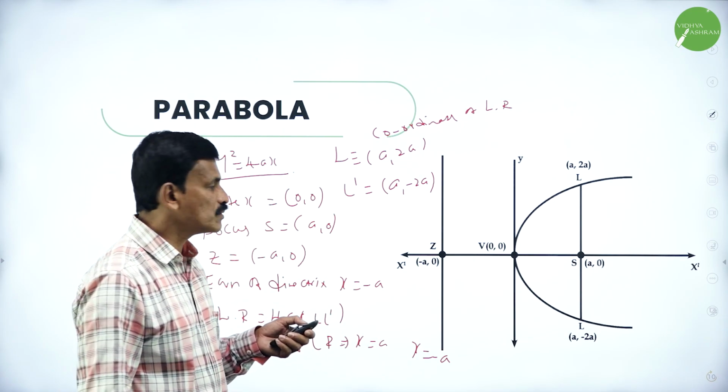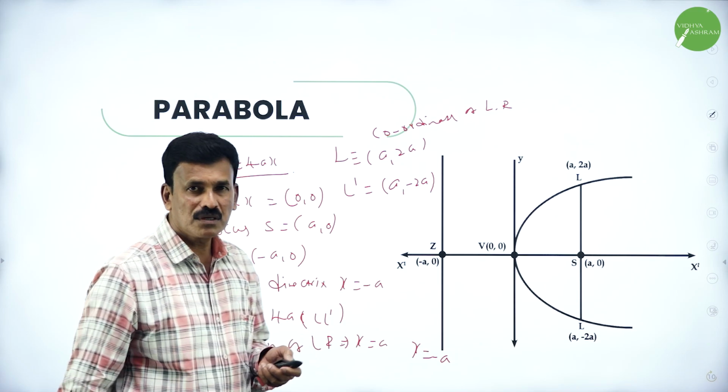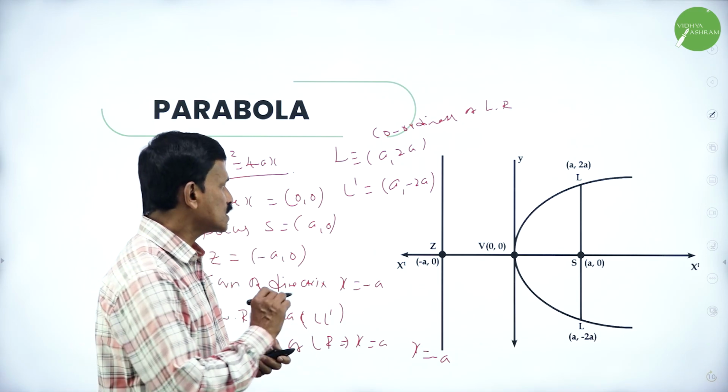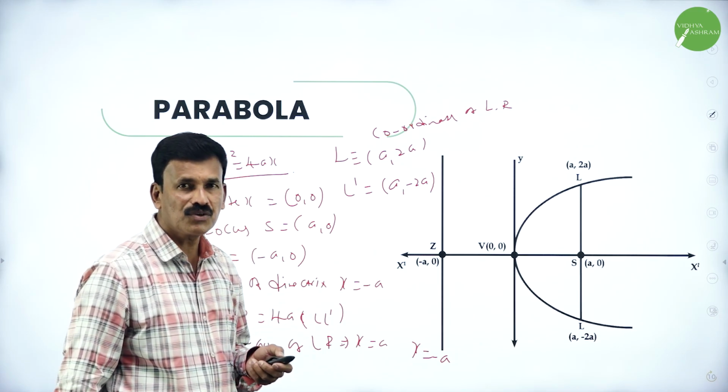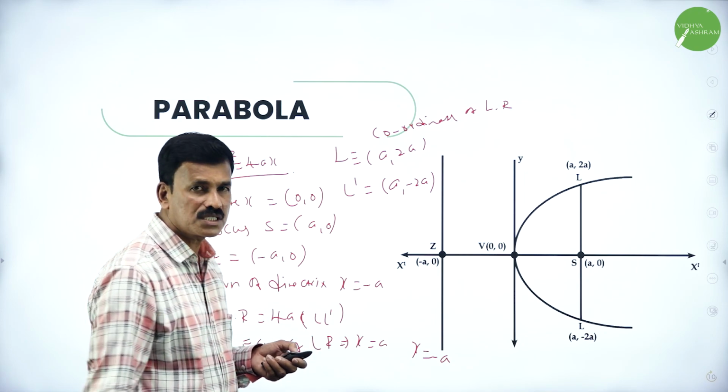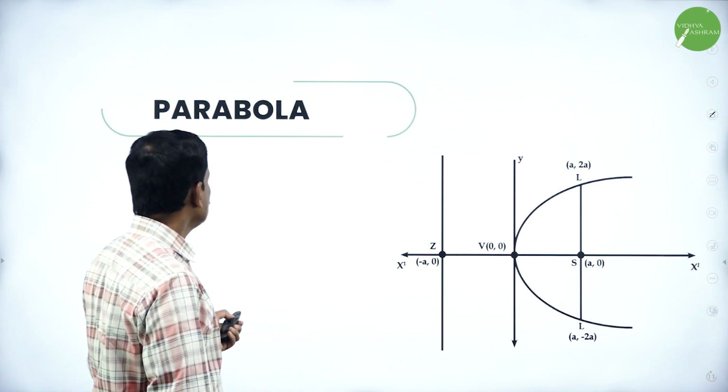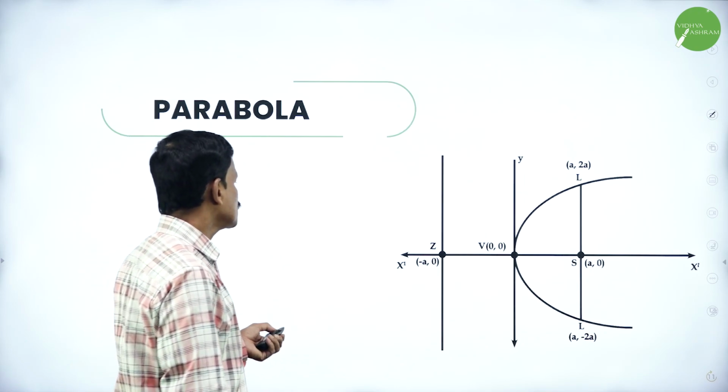These are the points to be remembered for a parabola y square is equal to 4x whose axis is towards the positive direction of the x-axis. Very important points, right?